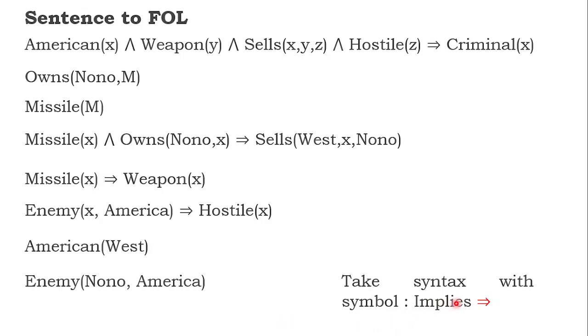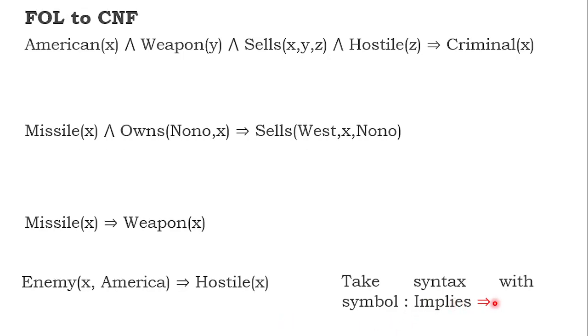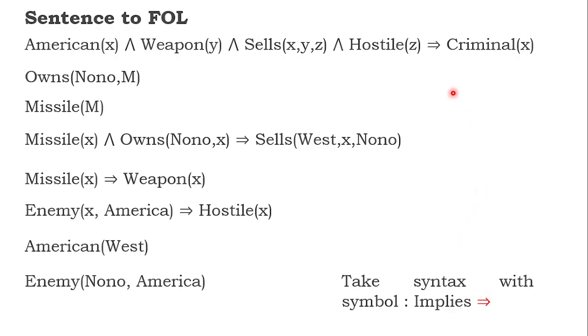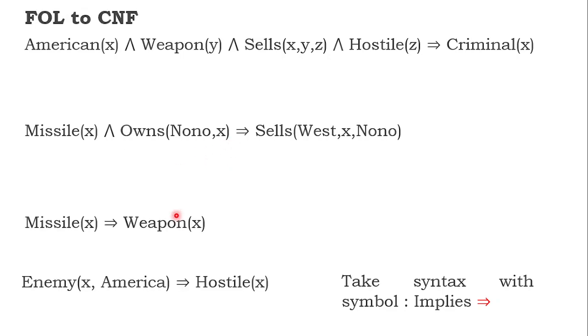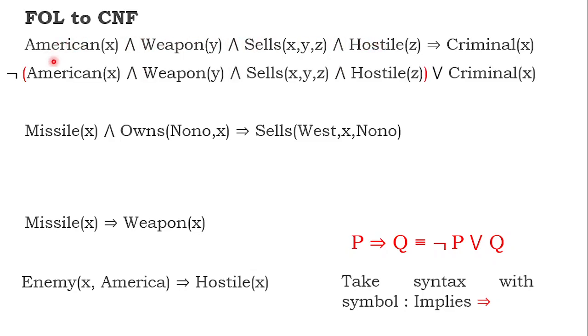I would like to remove this implies using CNF form. So there were 4 sentences here: 1, 2, 3, 4. Those 4 sentences I am replacing here using CNF form. What is CNF form? Remove this particular implies symbol and put OR, and then this whole thing you negate. Okay, I made it as per this rule.